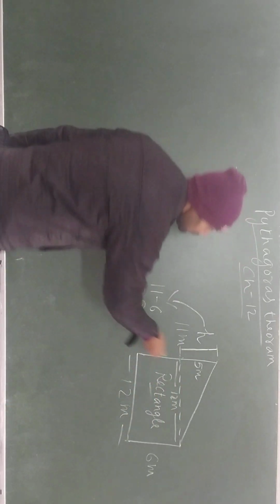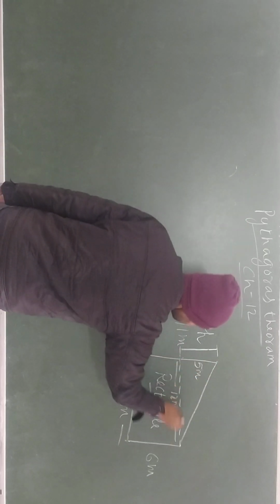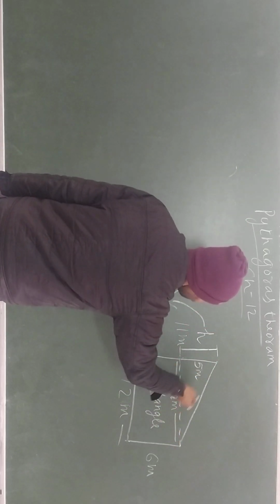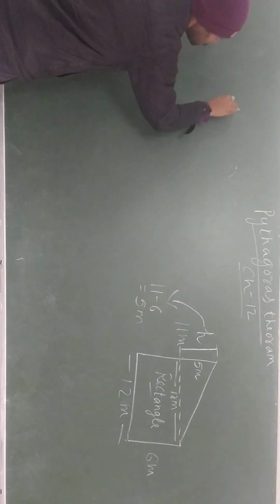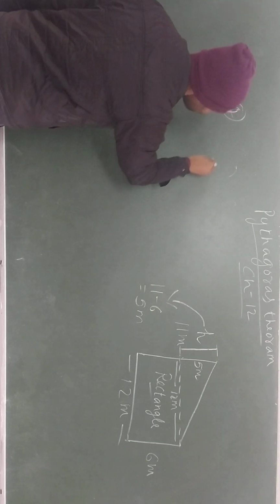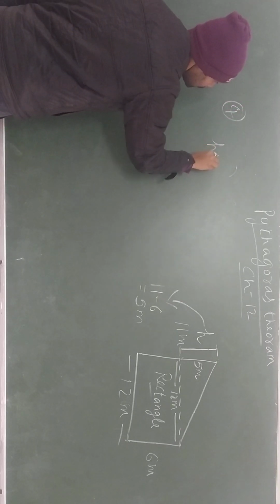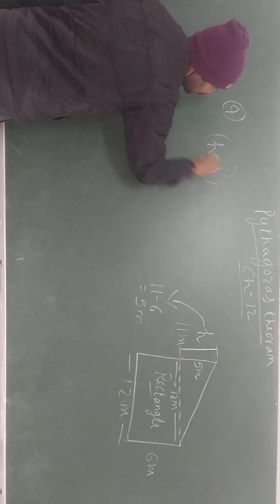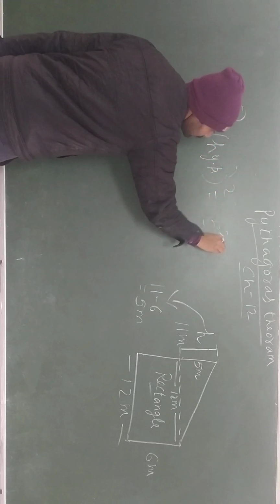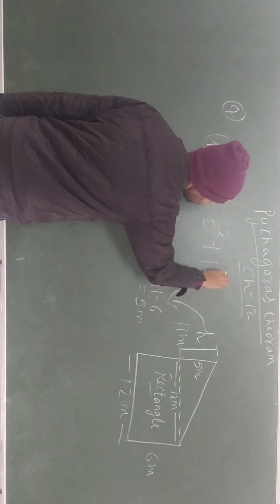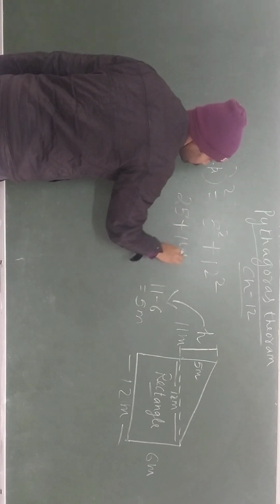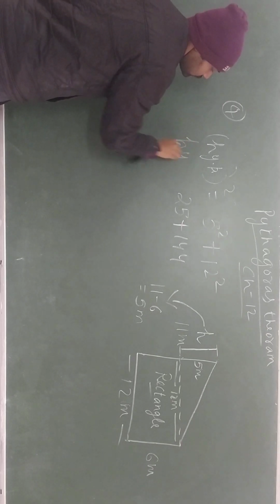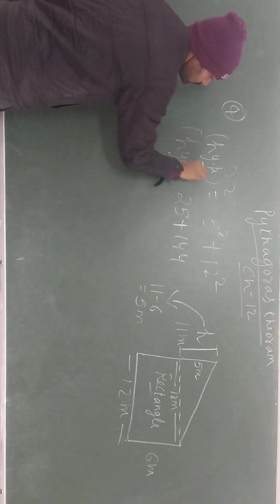Now see here, we know this is 5 meter, this is 12 meter. So we have to find the hypotenuse. Now see here, hypotenuse square equals 5 square plus 12 square. 5 square is 25, 12 square is 144, equals hypotenuse square.